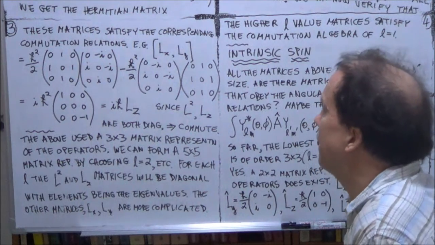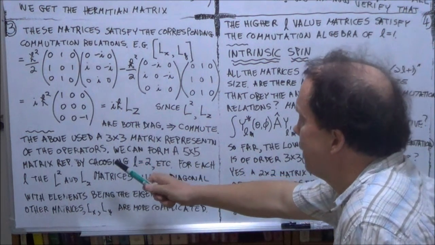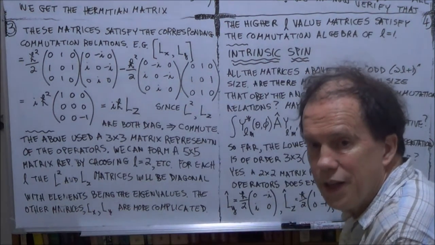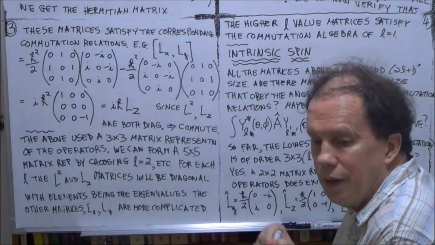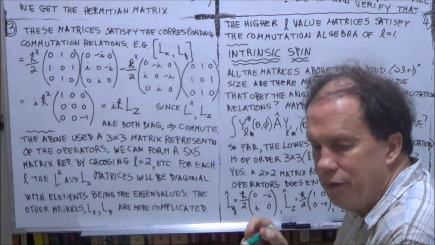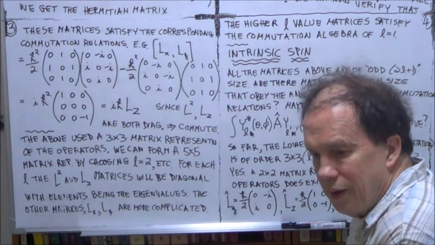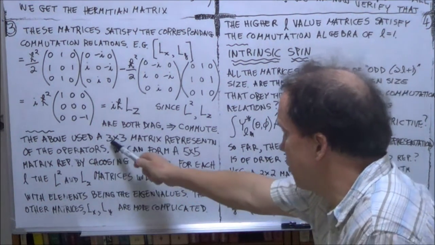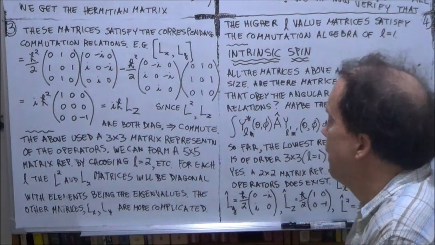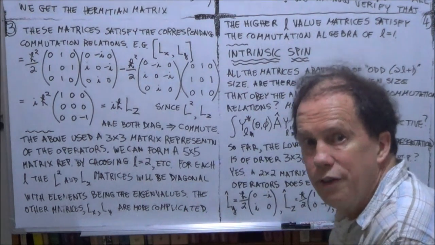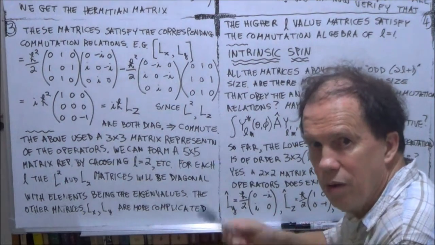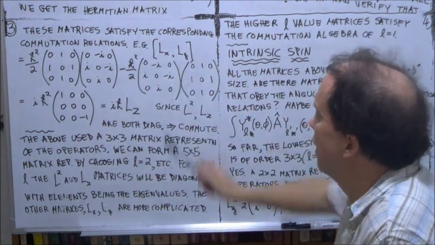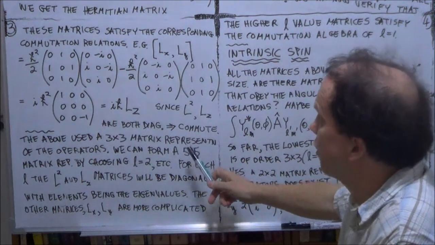For example, here we've been talking about 3 by 3 matrices, which is the simplest case, when L is 1. M ranges over 2 times 1 plus 1, hence 3 values, so the matrix representation is of size 3 by 3. But if L is 2, then M can range over 5 different values: minus 2, minus 1, 0, plus 1, plus 2. So the matrix representation will now be a 5 by 5 matrix.